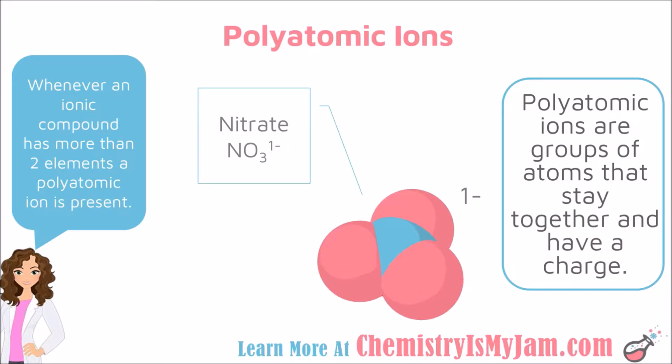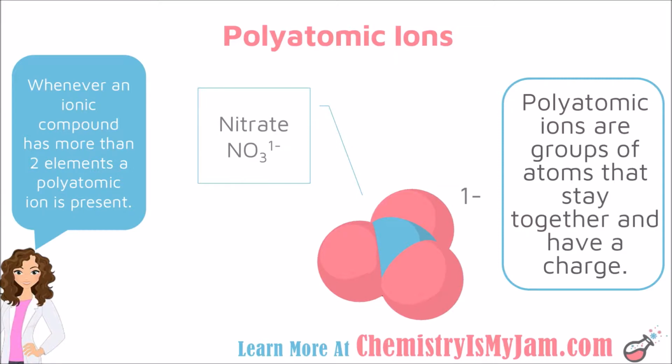The example that you have in front of you is the nitrate ion. The nitrate ion always has a nitrogen with 3 oxygens around it, and the whole thing has a charge of -1. So the nitrate ion is NO3 with a charge of -1.